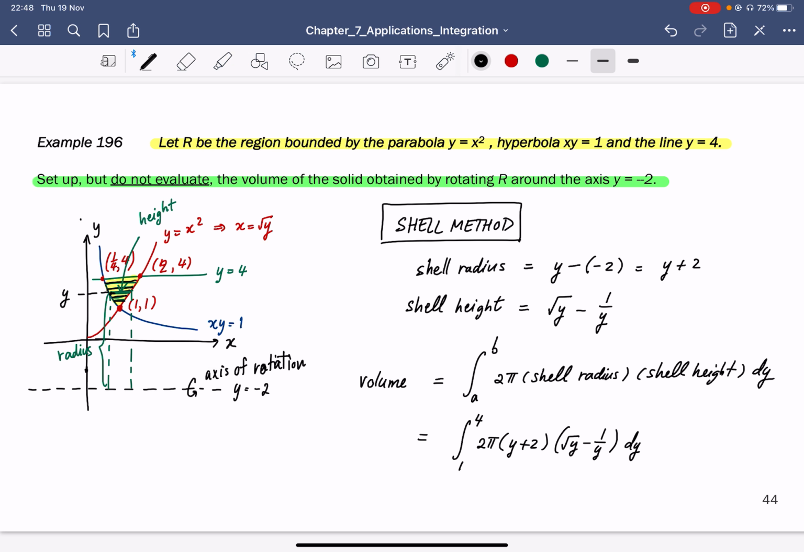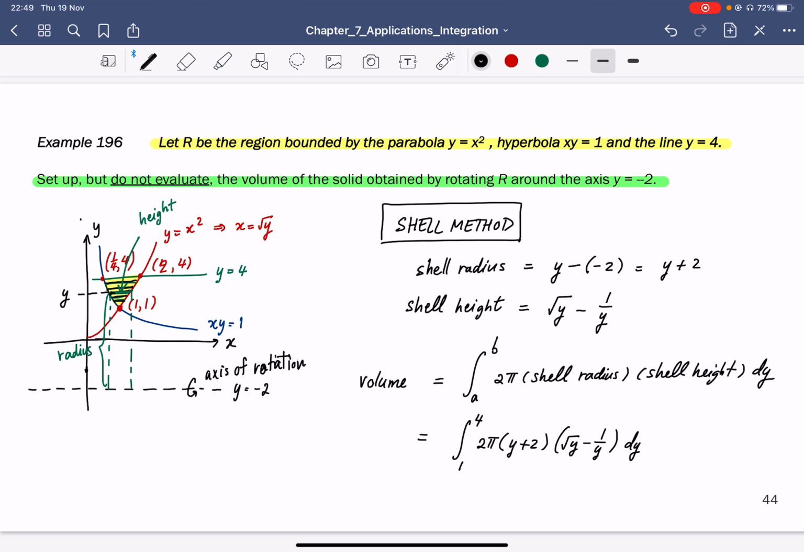Well, on the exam, if the question asks you to show your work by using the washer method, you have to use the washer method. If the question asks you to use the shell method, you have to use the shell method. But if the question does not state anything, you can use whichever method you want.